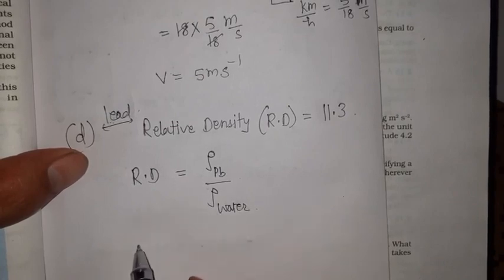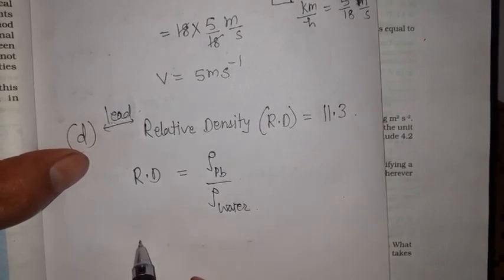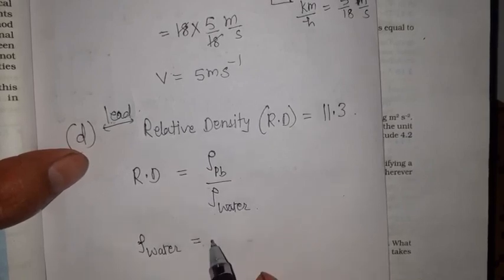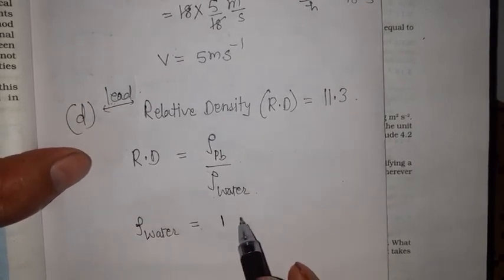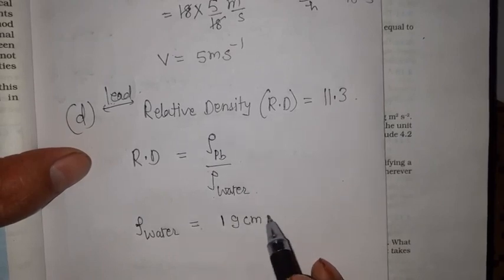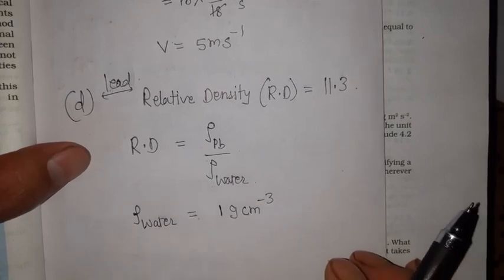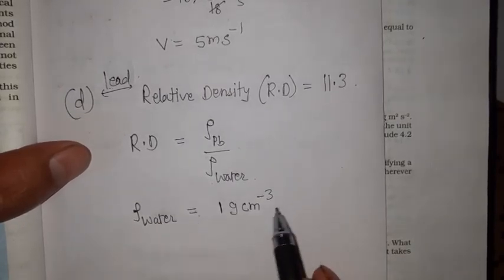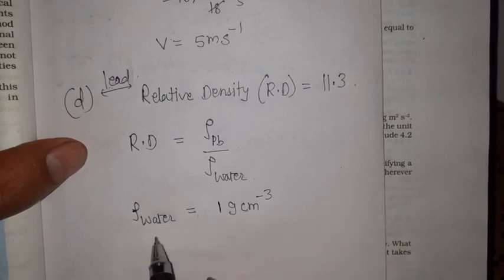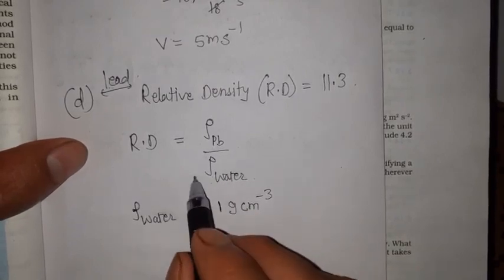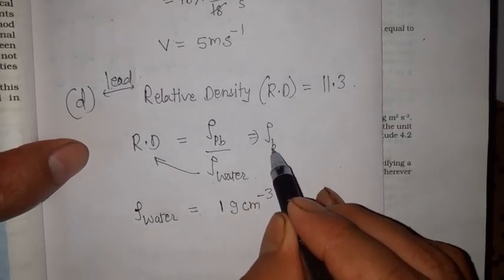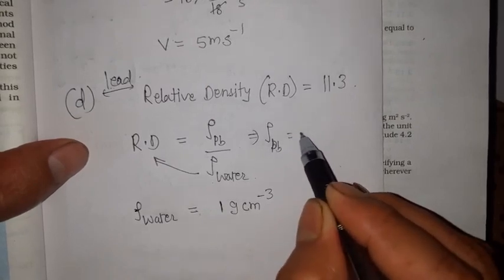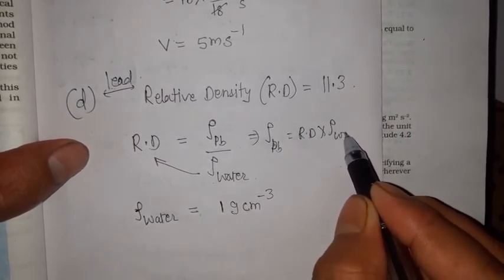So student, if I have to give my answer in CGS, my demand over here is: how much is the water density in CGS system? So how much is its density in CGS system? It is 1 gram per cubic centimeter. This is the density of water in CGS system. So therefore what will be the density of lead? Bring this one over to the right, then you will get that density of lead is equal to relative density into density of water.